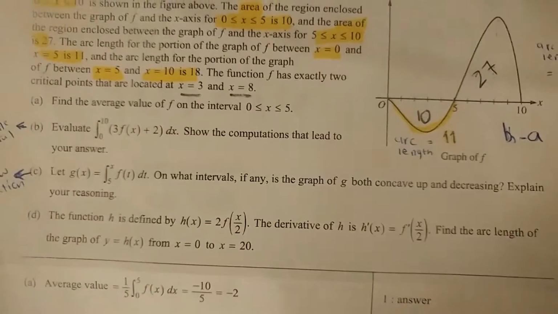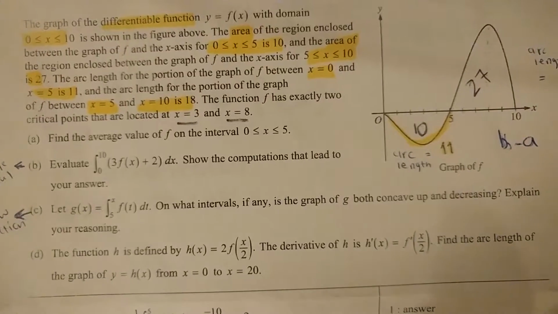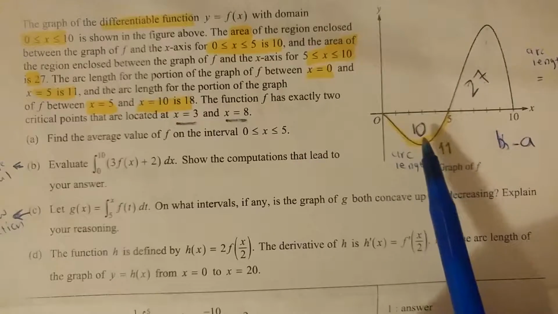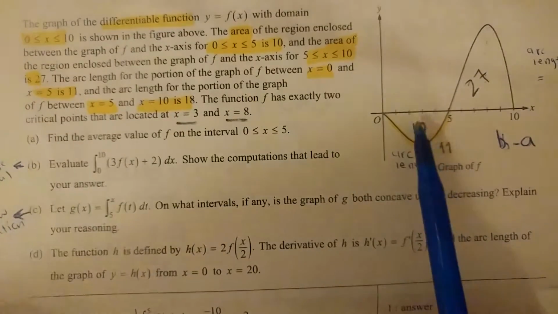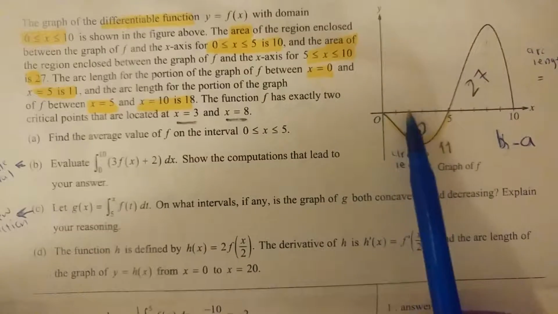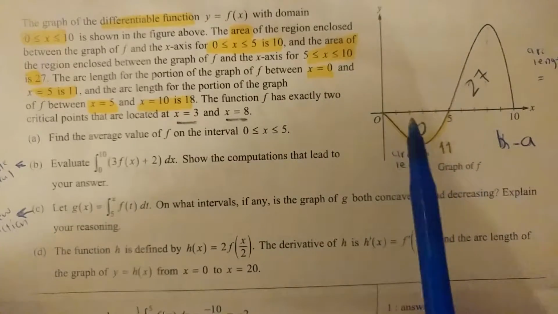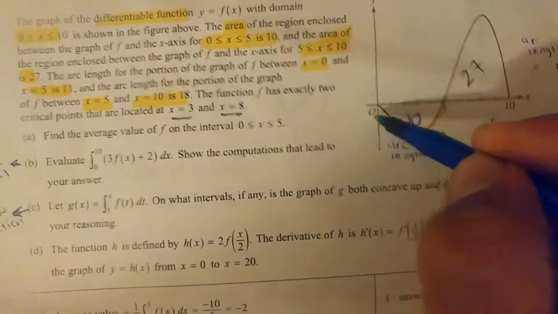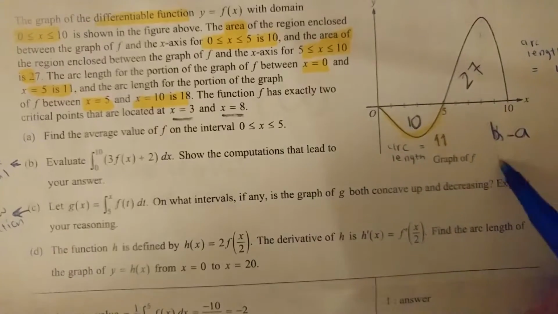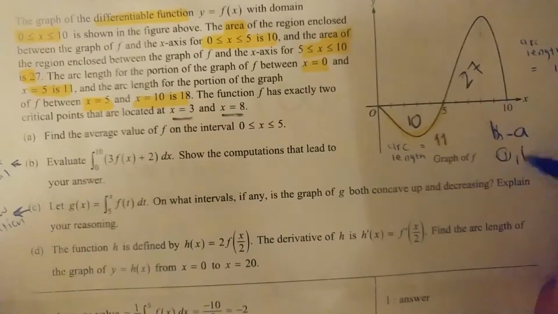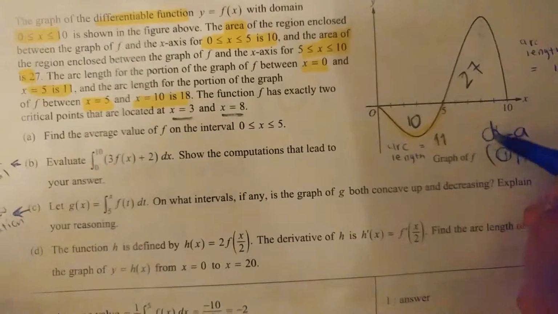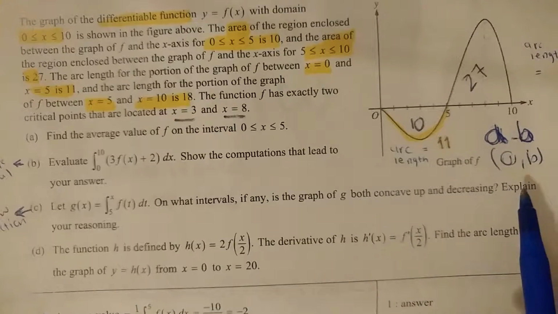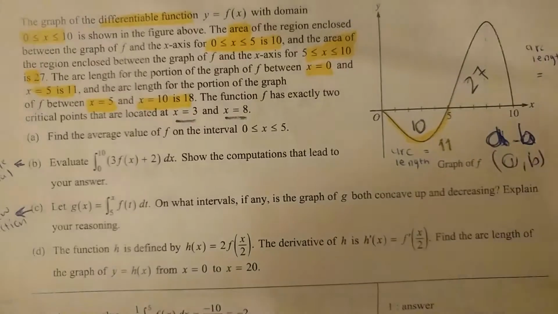So let's get started with A, which says find the average value of f on the interval from 0 to 5. To find the value, we need to take the integral in general, and then for the average value, you need to also divide by b minus a, which in this case is, if this was a coordinate point or a bound, 0, 0, 5. This would be the A, and that would be the B. And that's just how you do any average of anything, really.